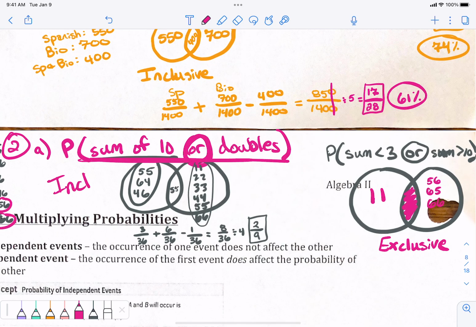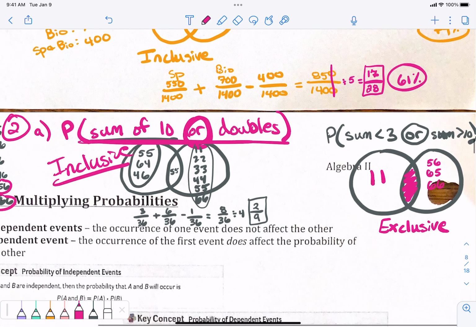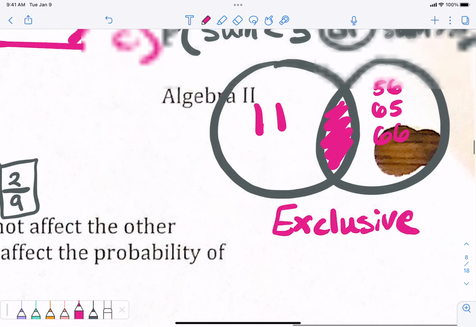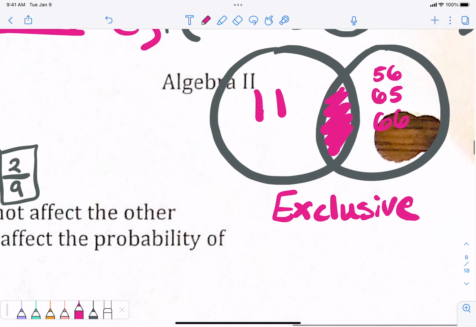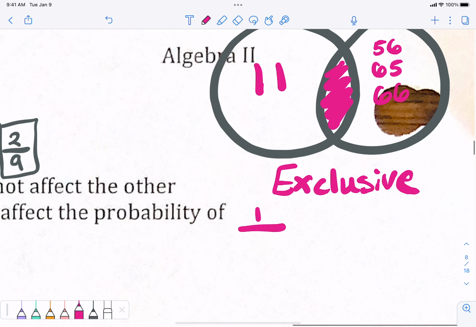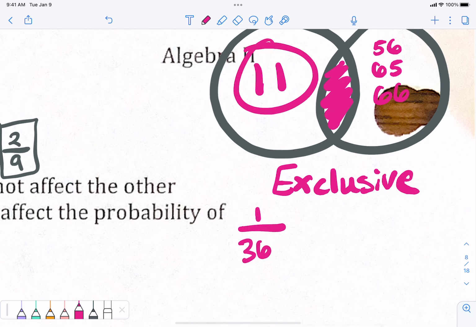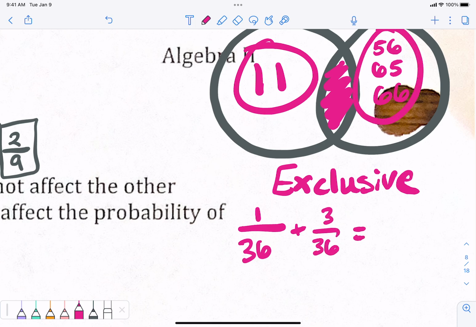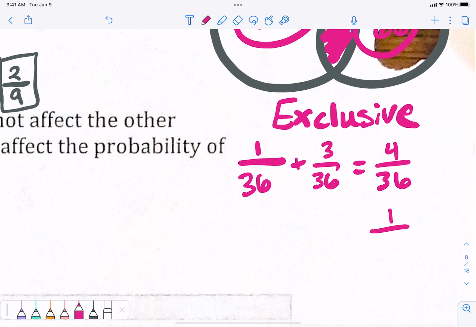Inclusive, right? So maybe add that to your part A, inclusive. Okay? But part C is exclusive to begin with. Now how do we figure out the probability of this happening? 1 out of 36. There's one combination over here out of 36. We add that to 3 out of 36 combinations over here. And we don't have to subtract any, right? There's none in the middle. So that's 4 out of 36, which is 1 out of 9, right?